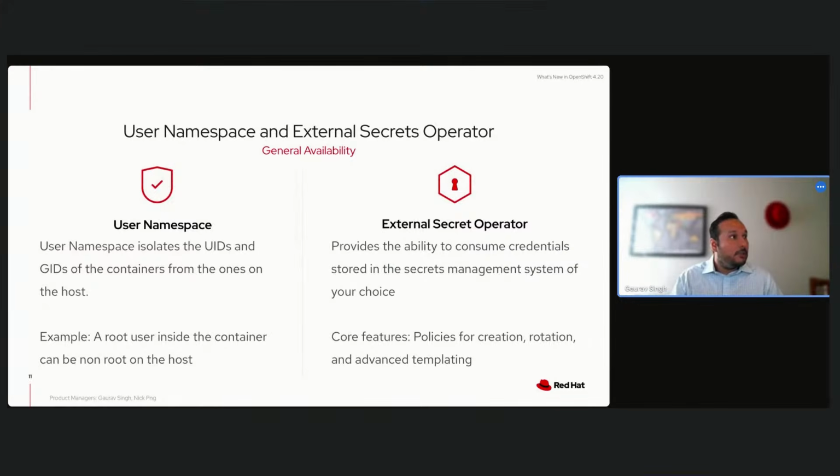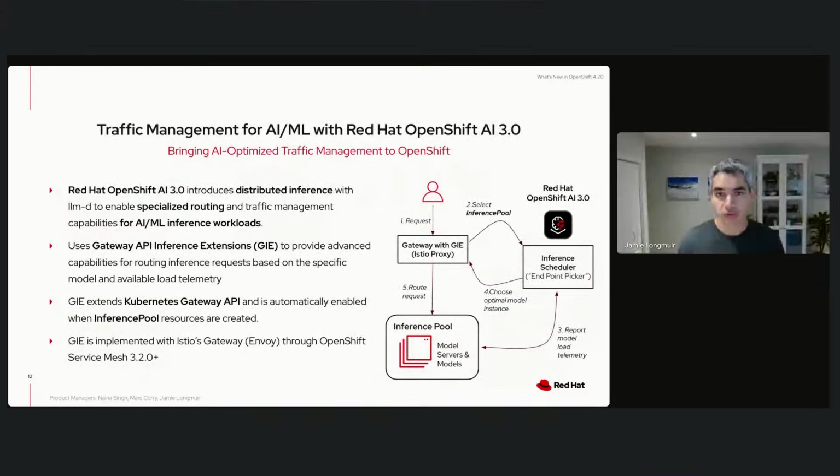Next slide, thank you. So user namespace. Now a user can have a different UID on the host and a different UID within the containers. External secrets: a user can have a credential store in an external secret provider and can bring that into OpenShift. Next slide and next presenter, please. Thanks, Rav.